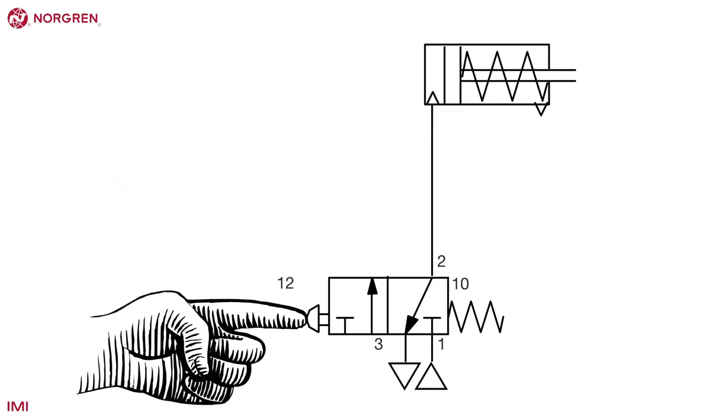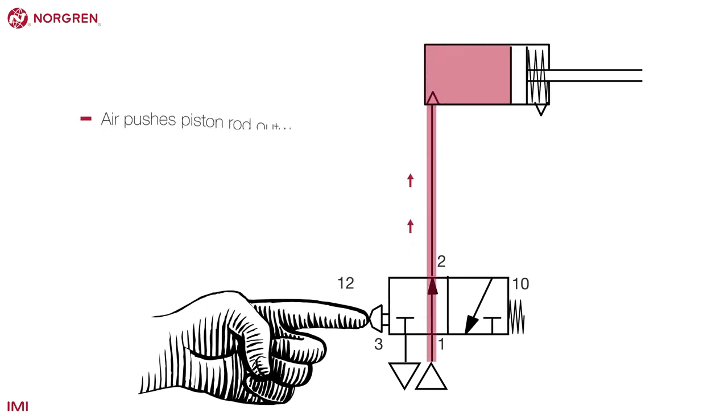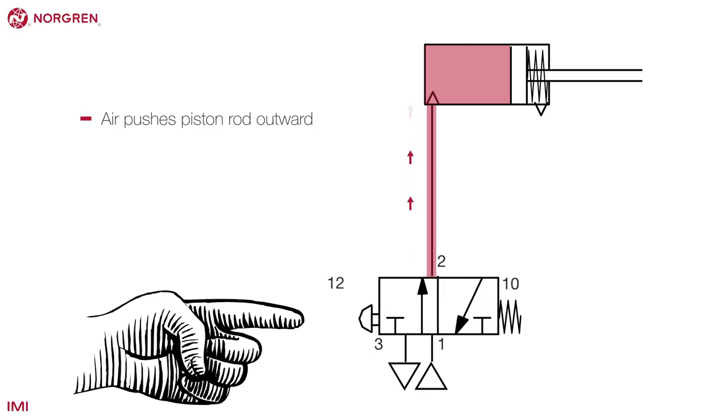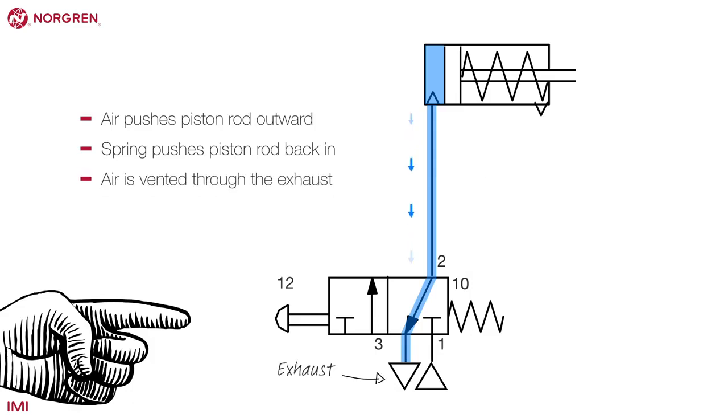As you can see, when the button is pressed, the air flows through to the cylinder, pushing the piston rod outward. When the button is released, the spring pushes the piston rod back in, and the air in the system is vented through the exhaust.